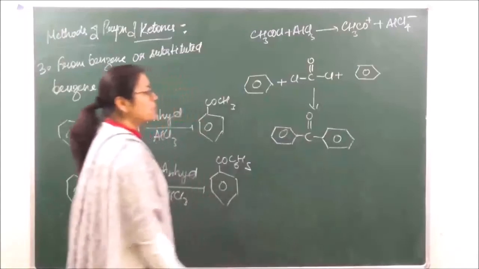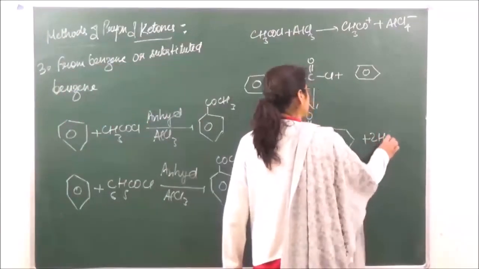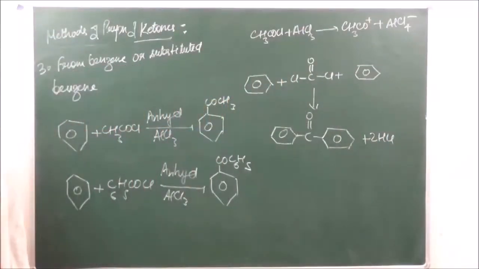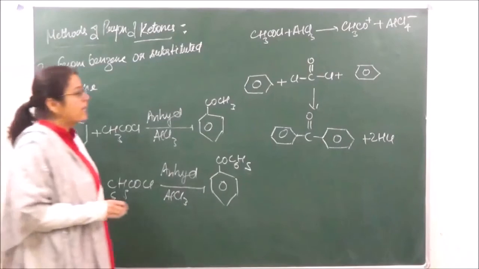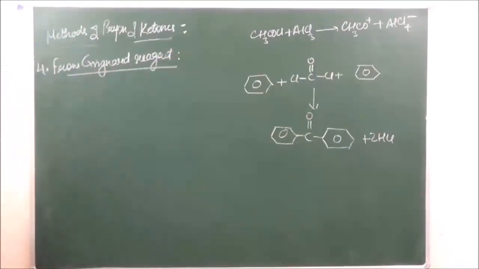This is benzophenone plus 2 HCl. Okay, so this is how we can form benzophenone. Then the last reaction which we are going to do is from Grignard reagent.